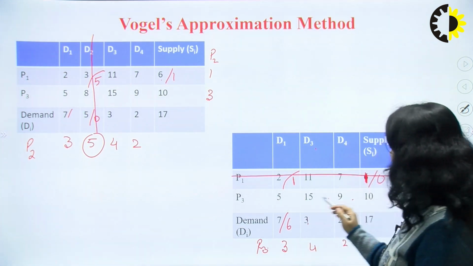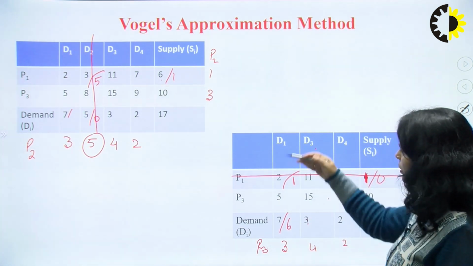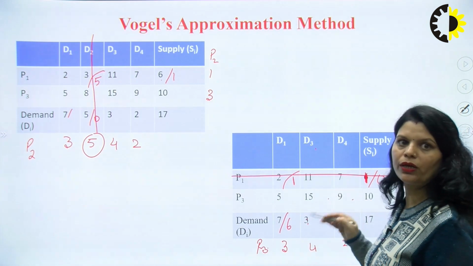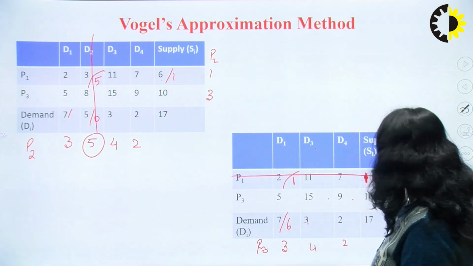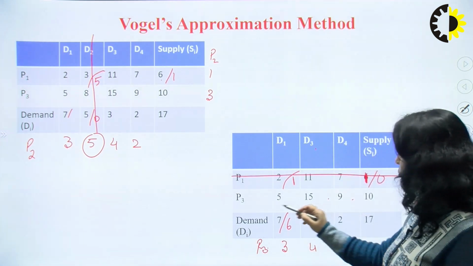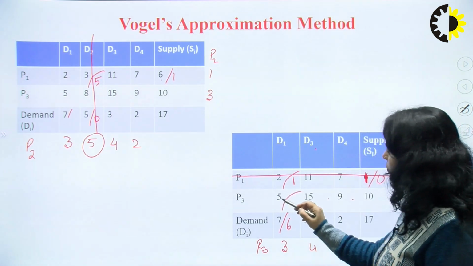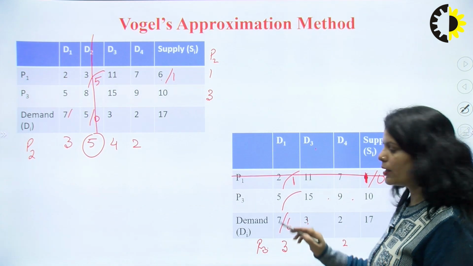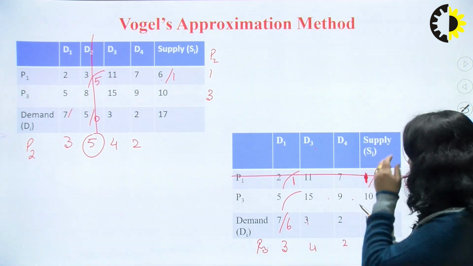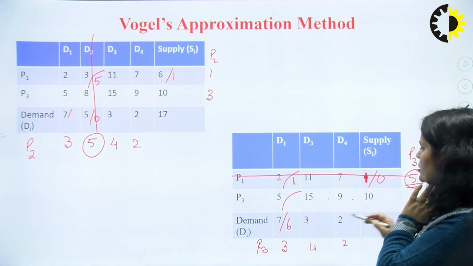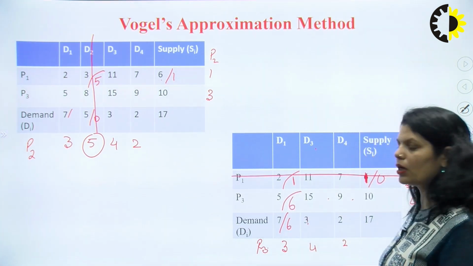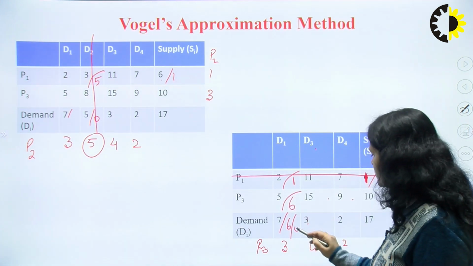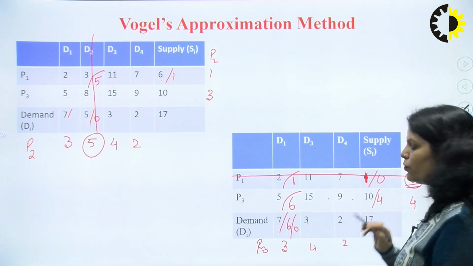Now because only one row is left, we cannot find out the penalties further. Now we can see here the least cost is this one. So we will allocate against this particular cell. We can see here that the supply is 10, but the demand is 6. So we can satisfy the demand of 6 here. So it will become 0 and it will become 4.